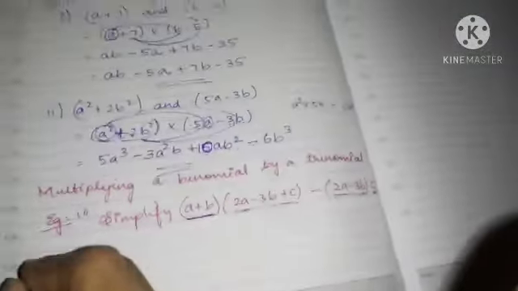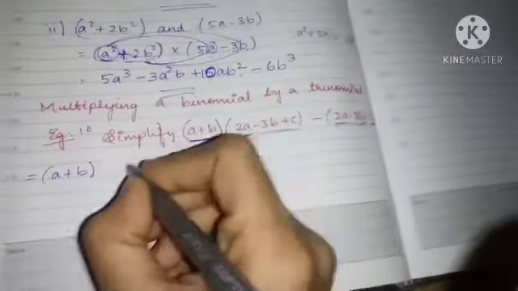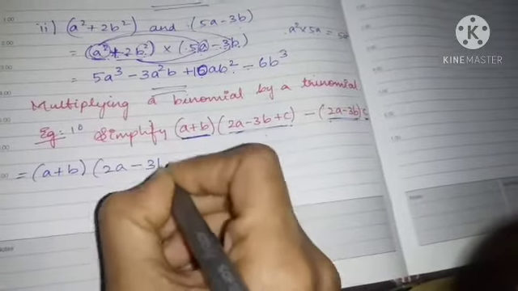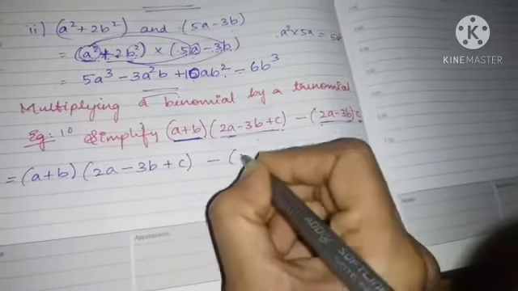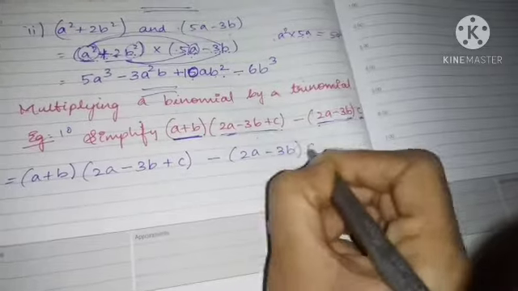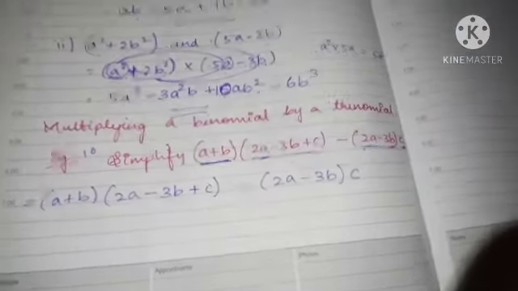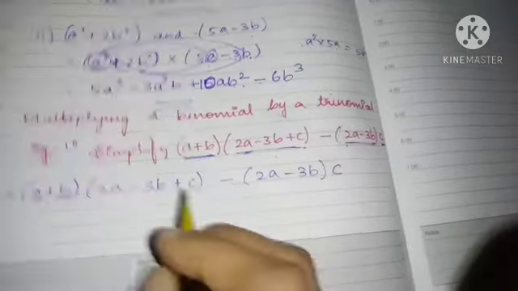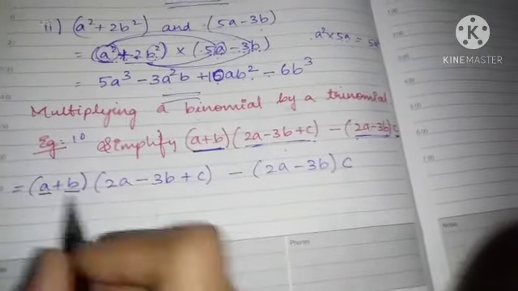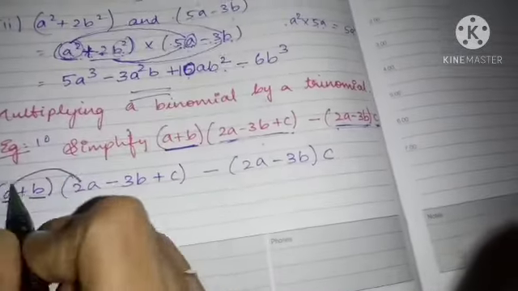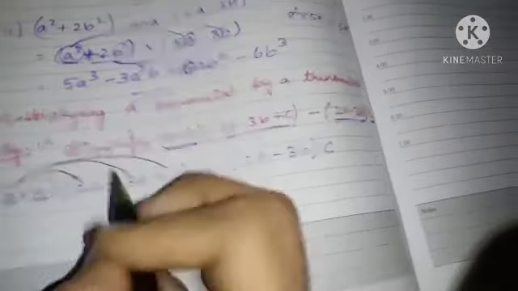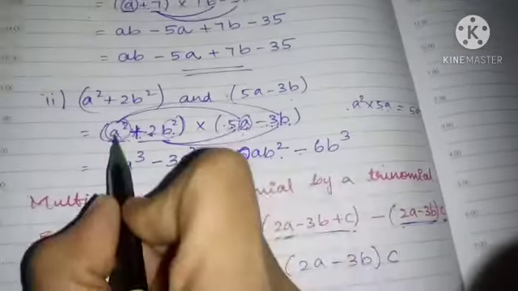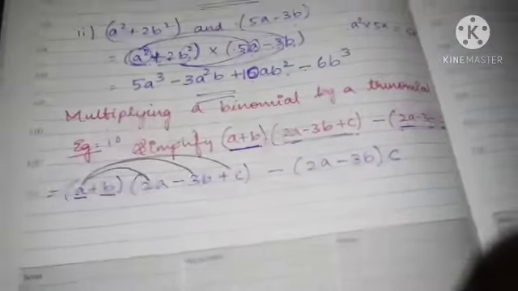Okay, now I am just going to write it. A plus b into 2a minus 3b plus c, minus 2a minus 3b into c. Now, this is a binomial, right? We have two terms, a term and b term. A and plus b is the other term. So first you should multiply this a with these three terms. In the last problem, you multiplied this term with only two terms. Here, three terms are there. That is the only difference.